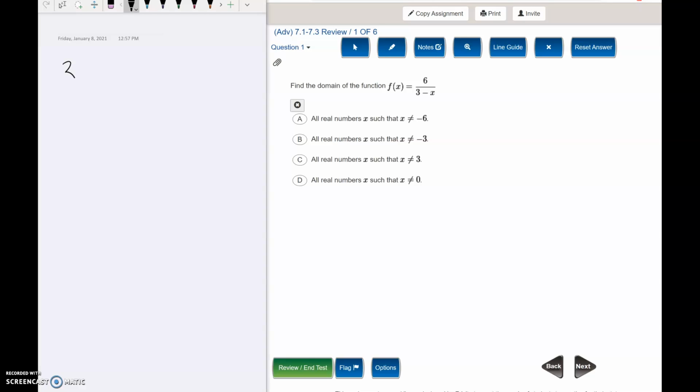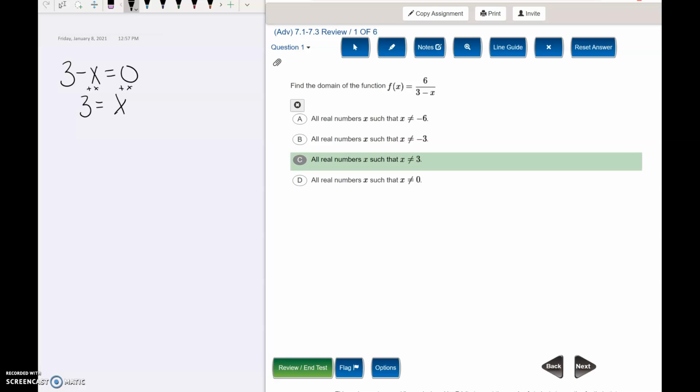So where would 3 minus x equal 0? If we added x to both sides, 3 would be the x value that would make that work. So 3 minus 3 is 0. 3 is the value that x cannot be because that would create a 0 on the bottom of that expression, function, whatever.